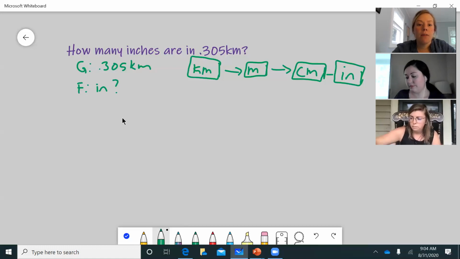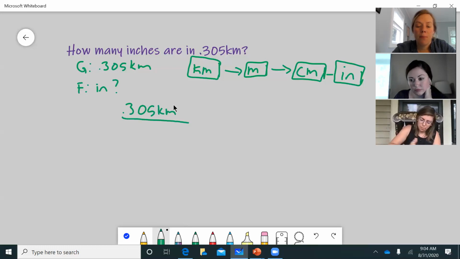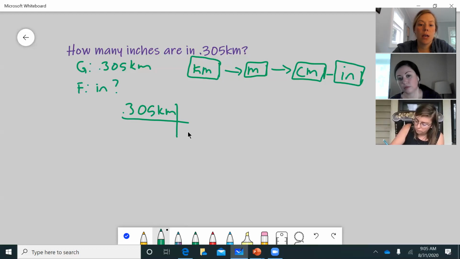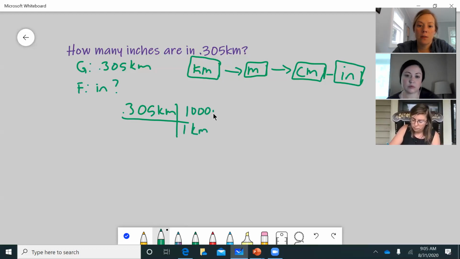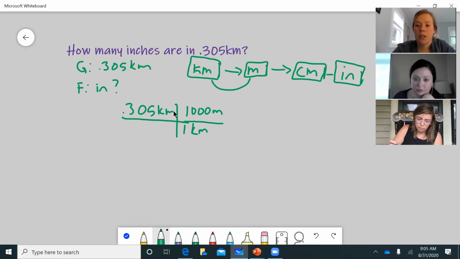So I start with my given information of 0.305 kilometers. I'm going to put it into dimensional analysis. The first step is to go from kilometers to meters. Don't even bring centimeters and inches into the work yet. Just go this hop here. This is all we're trying to do. So kilometers to meters, I know that 1 kilometer has 1,000 meters. So I leapfrogged to meters.